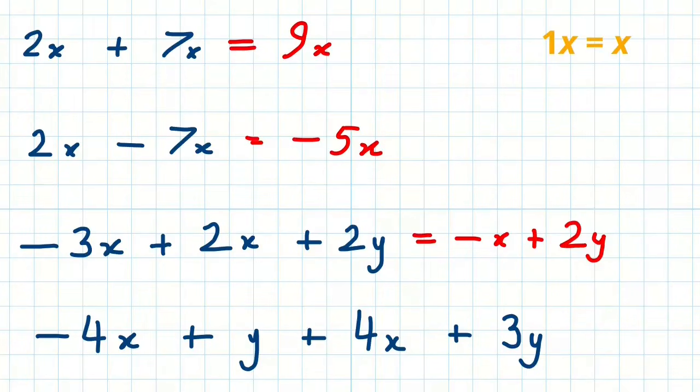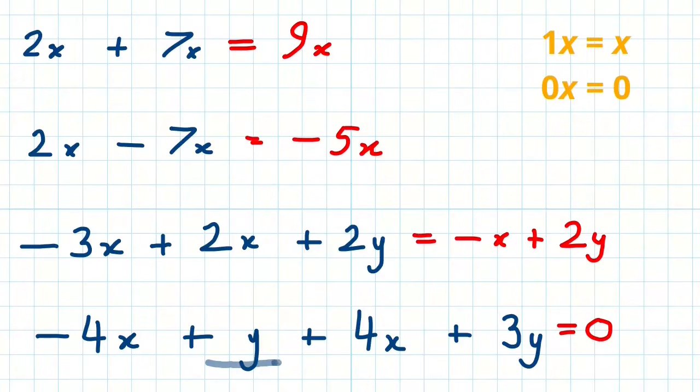One more example on this slide. So minus 4x, the like term with that is 4x, or plus 4x really. So minus 4 plus 4 is 0. So initially we would get 0x, but another thing to remember, 0x is equal to 0. So we start with 0.